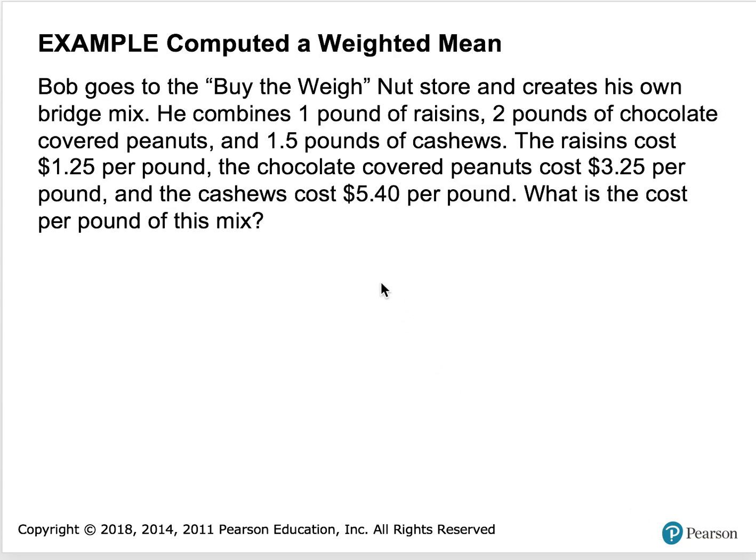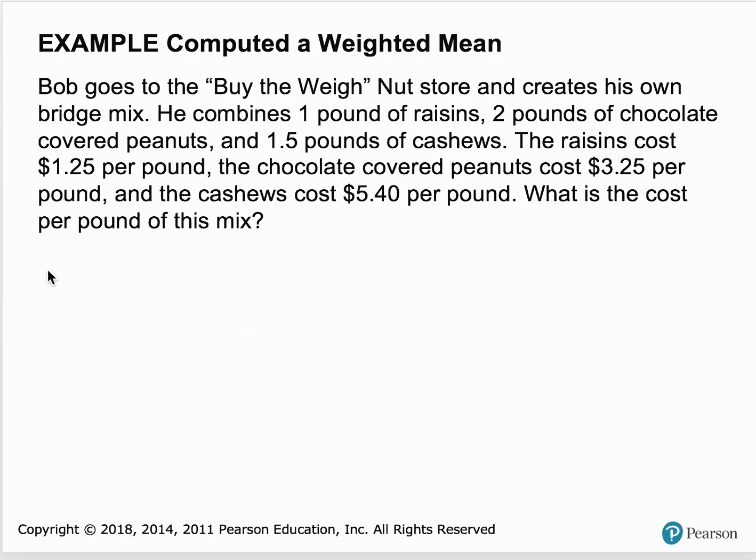Okay, Bob goes to the, by the way, that's cute, nut store and creates his own bridge mix. He combines 1 pound of raisins, 2 pounds of chocolate, 1.5 pounds of cashews. The raisins cost $1.25 a pound. The chocolate covered peanuts cost $3.25 per pound, and the cashews cost $5.40 a pound. What is the cost per pound of this mix?